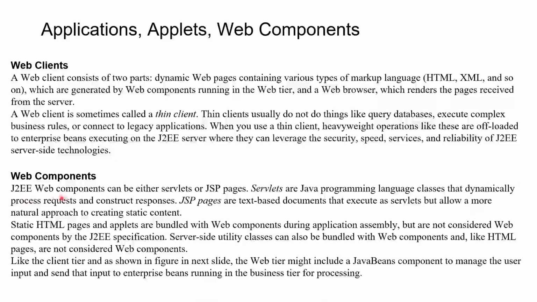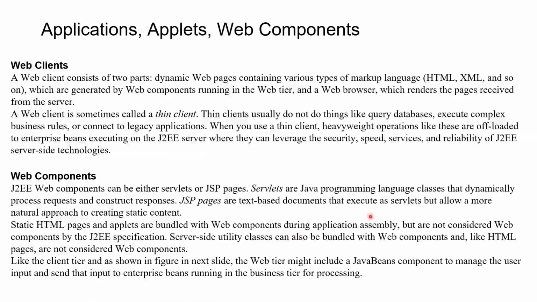So with web components, J2EE web components can either be servlets or JSP pages. So again, a servlet is essentially a web page, and a JSP, a Java server page, is also a web page. Servlets are Java programming language classes that dynamically process and construct HTTP responses. So they process HTTP requests from the user and respond back to the user and build web pages.